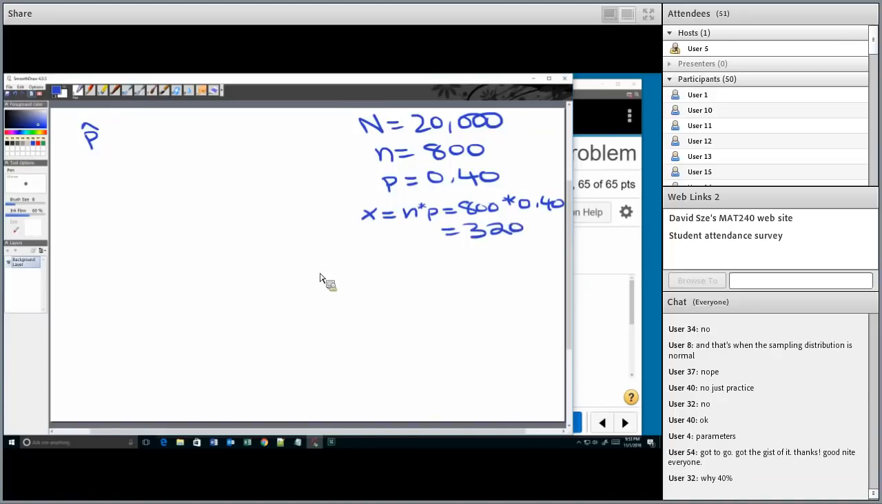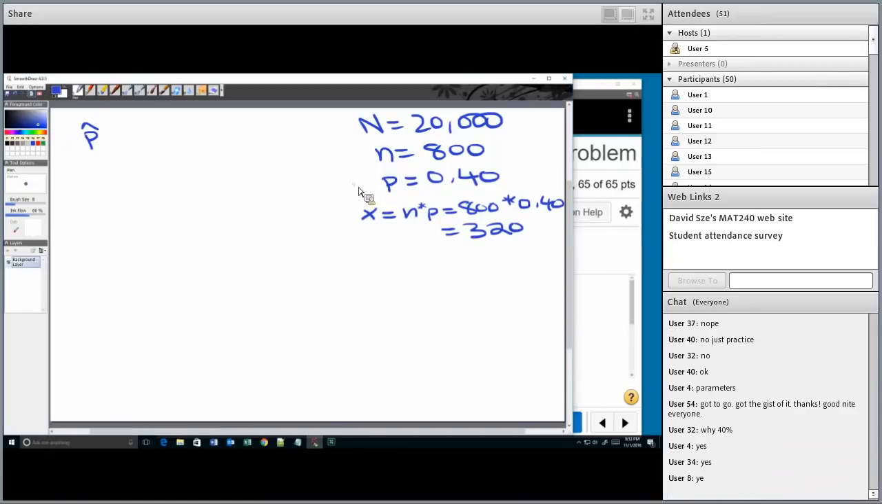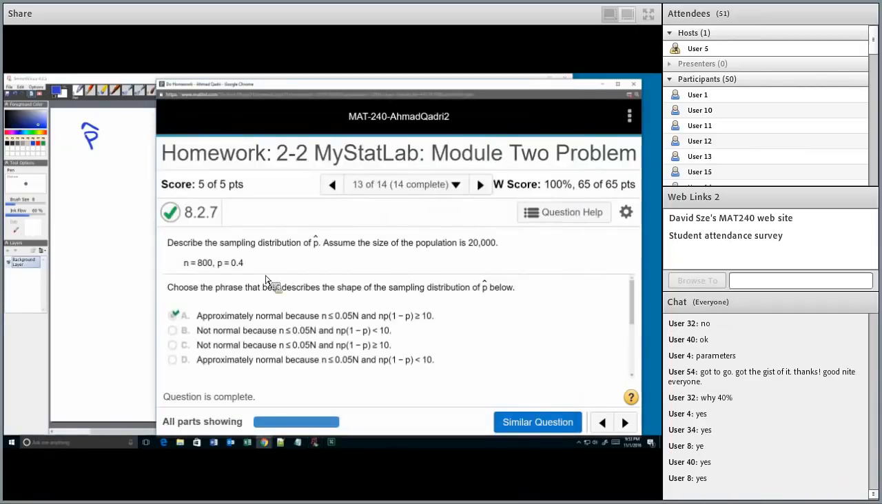Everything clear here? P is just proportion. Why 40%? Because they gave us p to be 0.4. They said p is 0.4, so it's 40%. So this distribution is called p hat, which is the proportion. Now, they're saying choose the phrase that best describes the shape of the sampling distribution of p hat.